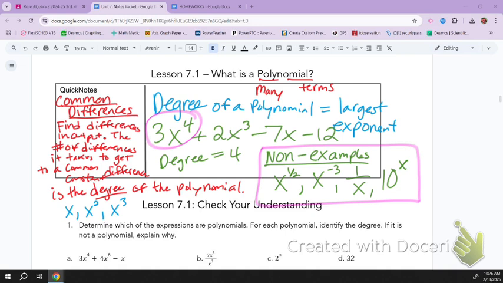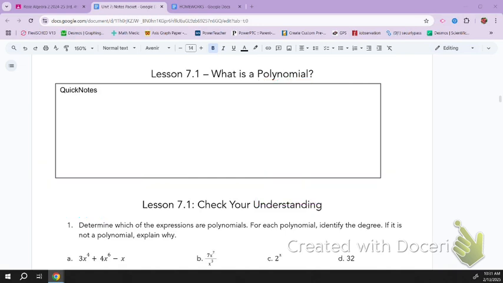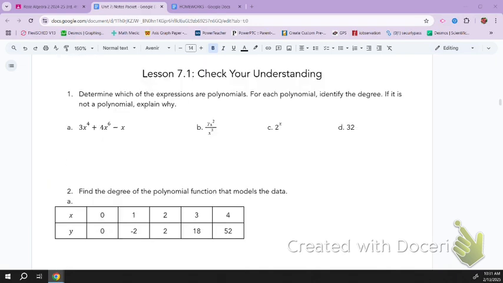And we're going to do the check for understanding together. We're going to see how we're doing with this. A. A, is that a polynomial? Yes. Sure is. What's the highest degree? 6. So this is a polynomial. They tricked you. They put it in a different order. The highest degree is 6.